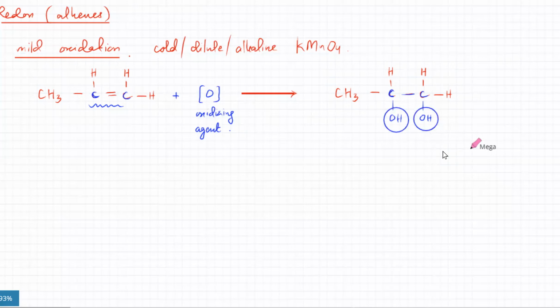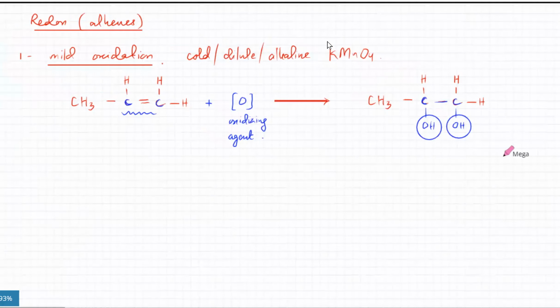Nothing more to explain, just that mild oxidation is when you have cold, dilute, alkaline KMnO4. You don't need to learn the mechanism or the reasons for the reaction. All you have to know is that when there's oxidation with dilute KMnO4, which is mild oxidation, mild conditions, cold conditions, dilute, you have an alkene, the double bond turns into a single bond, and OH groups get added to it, and diols are produced. Clear?